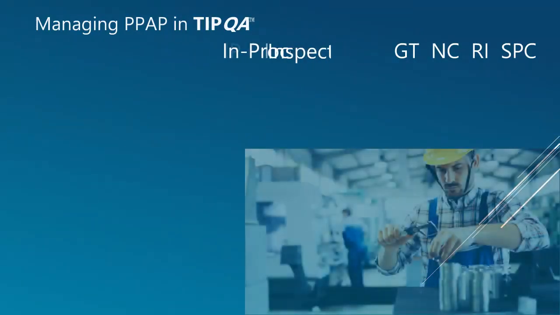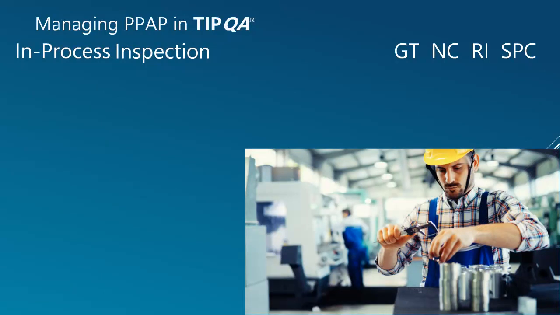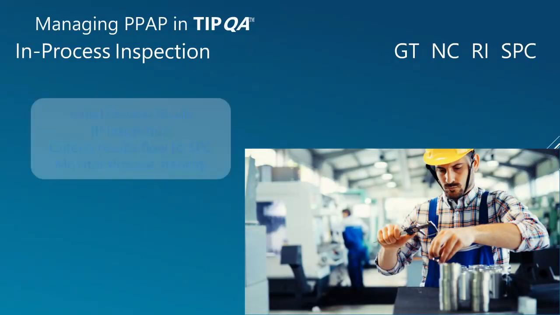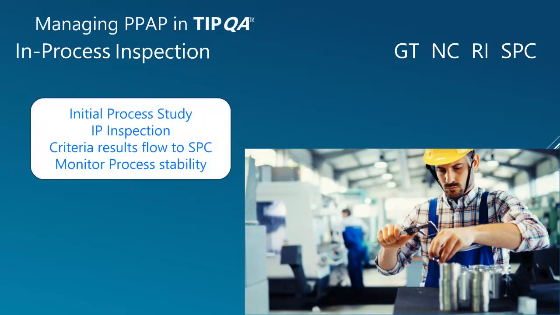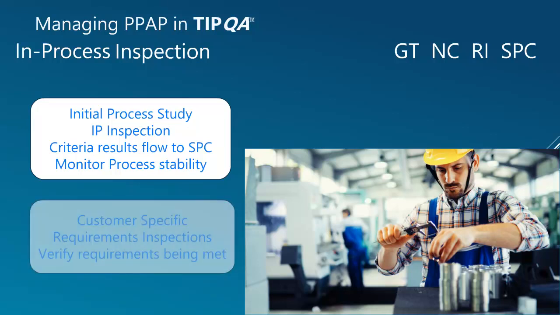Demonstrating that your processes are stable over time and running within limits can be done using the in-process inspection module via application of criteria for pass-fail and variable data collection. This data can be passed to the SPC module for collection and initial process study requirements. Customer-specific requirements can vary widely, but many times can benefit from the in-process inspection module to verify by inspection that the specialized process or requirements they have are being maintained.